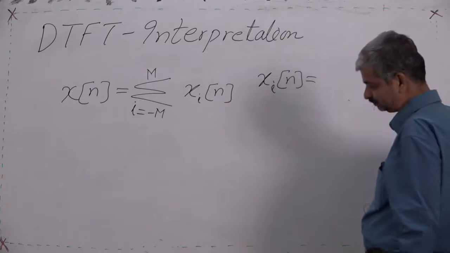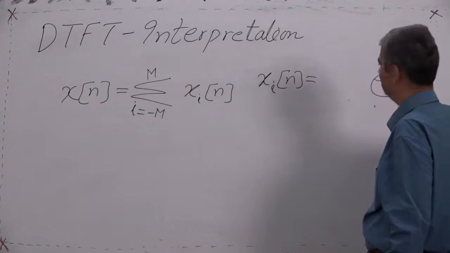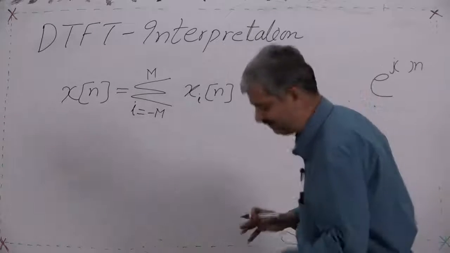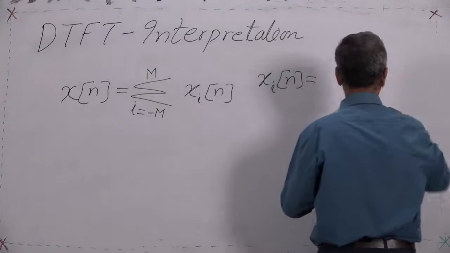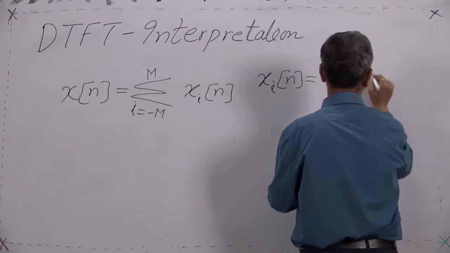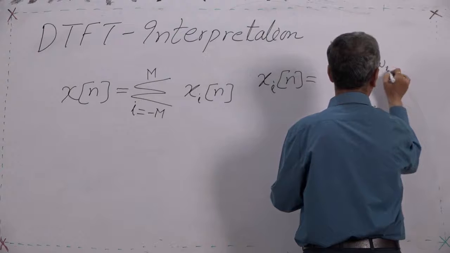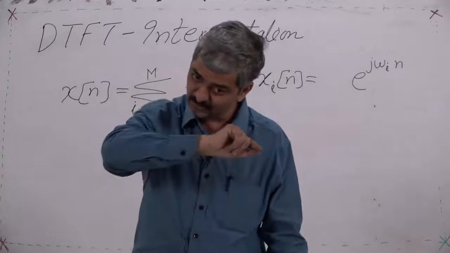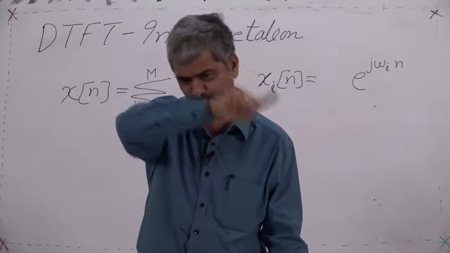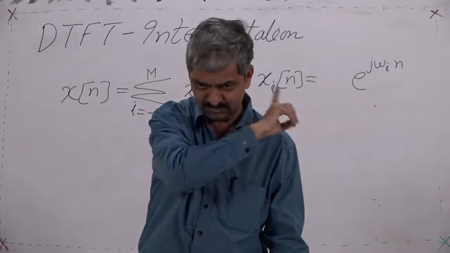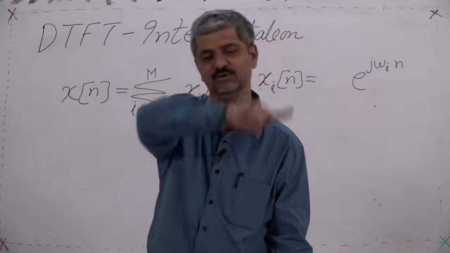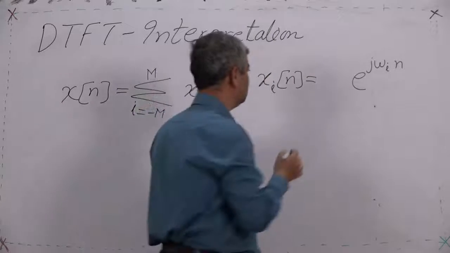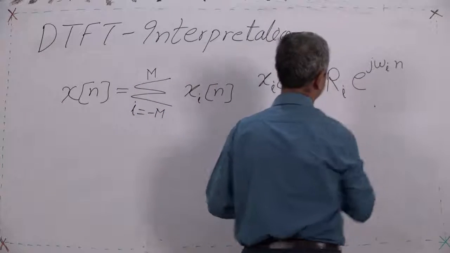What I will say is that this is related to i. So let us give it index: e raised to j omega_i n, i is subscript. Listen very carefully, I am assuming it is rotating positively, meaning it is j and not minus j. So as j is there, if omega is positive, it is a rotating point in anti-clockwise. If omega is negative, it is a rotating point in clockwise. And this is R_i.